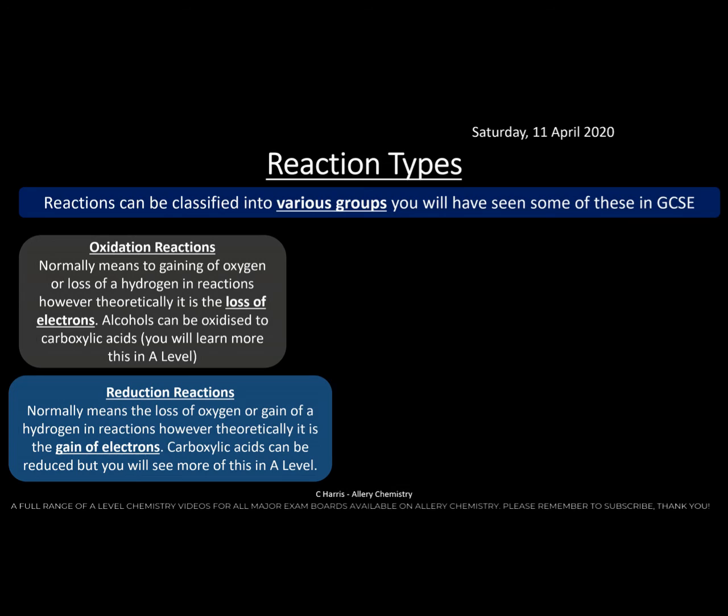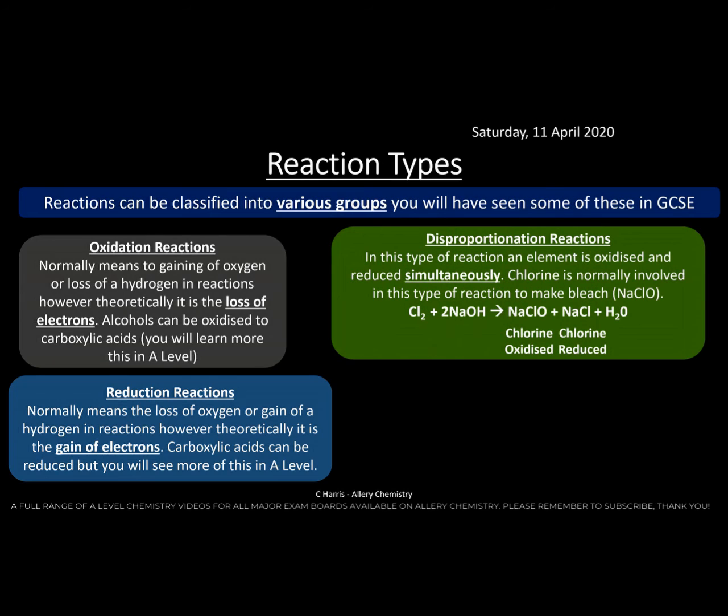The opposite is reduction reactions. This normally means the loss of oxygen or the gain of hydrogen, but more precisely, it's actually the gain of electrons. So reduction is the gain of electrons. Carboxylic acids can be reduced back down to alcohols. Again, you'll see a lot more of that in A level.